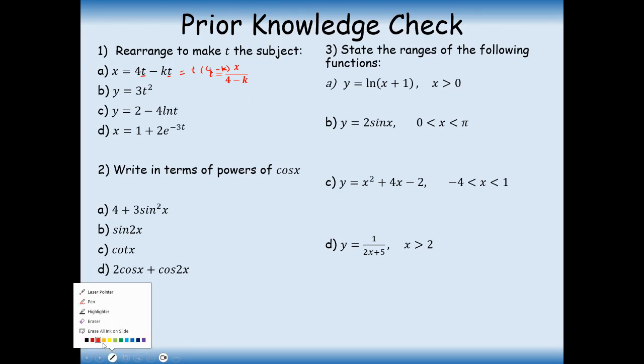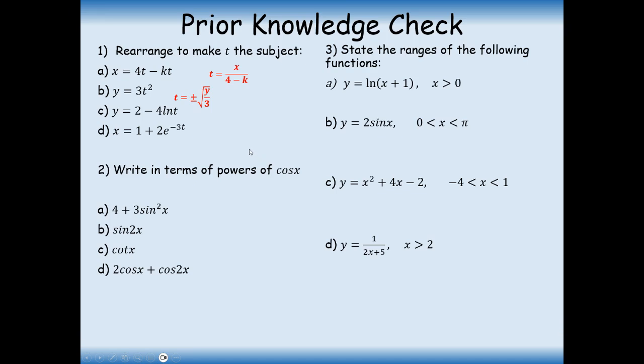In the second part B, we will divide by 3 first. Dividing both sides of the equation by 3 gives us y over 3, and we take the square root. So t is the square root of y over 3. We always put the plus and minus sign in front of the square root as well, so don't forget that.